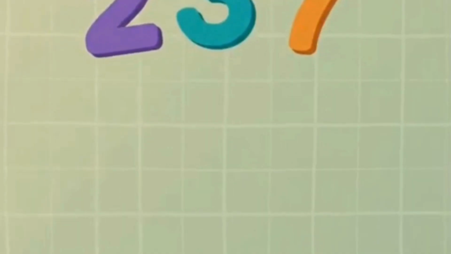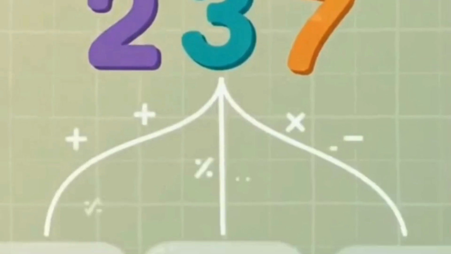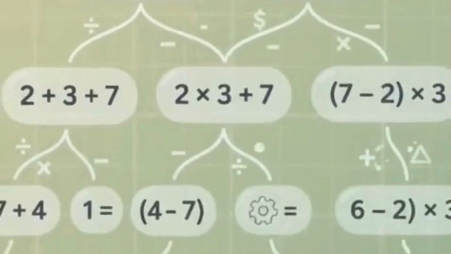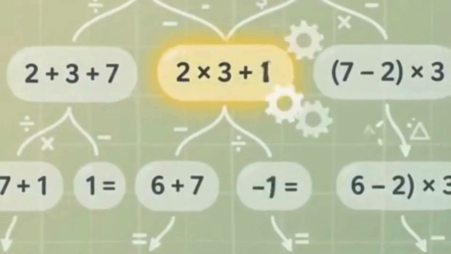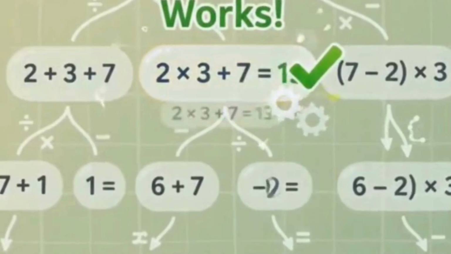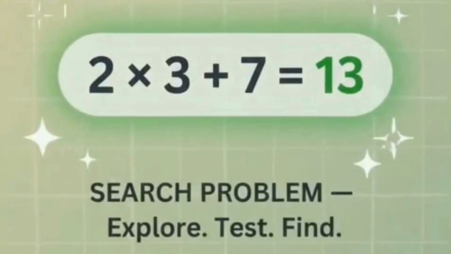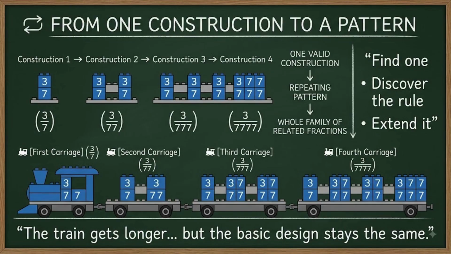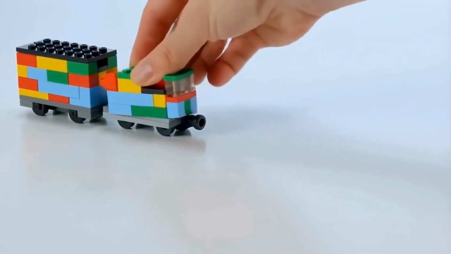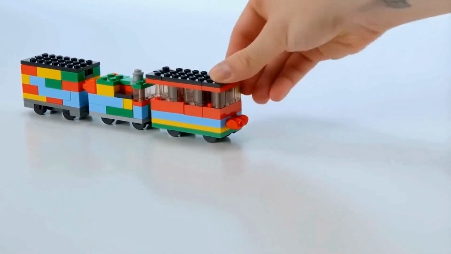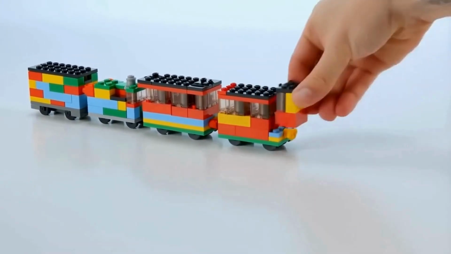But what if we don't stop after finding just one valid construction? What if we notice that the construction follows a pattern and we can keep extending it? That's where pattern selfie fractions come in. Instead of finding just one interesting fraction, we can discover a whole family of related fractions. It's like building a Lego train. You can create the first carriage, then you add another, then another. The train gets longer, but the basic design stays the same.